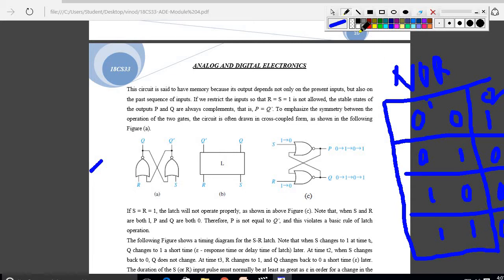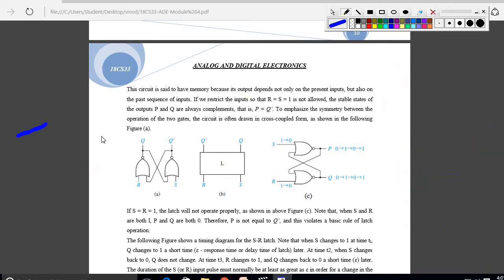Okay, so see here. When S is equal to R is equal to 1, this is the simple SR latch only. For testing the last condition, 1 1, I am writing this diagram. Here, if both the inputs S and R are 1, the latch will not operate properly. As you know, in the truth table it is a don't care condition.